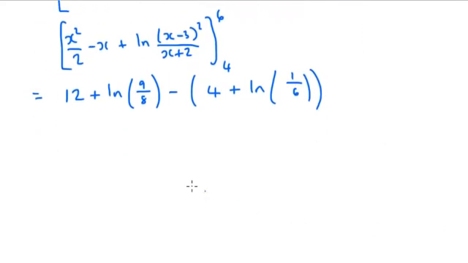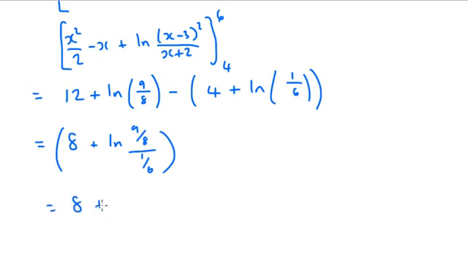So we just need to tidy this up. 12 take away 4 is 8, and then we've got plus ln 9 over 8 minus ln 1 over 6, so over a sixth, which is 8 plus ln of, if I times top and bottom by 6, I'm going to get 54 over 8, which simplifies to 27 over 4.